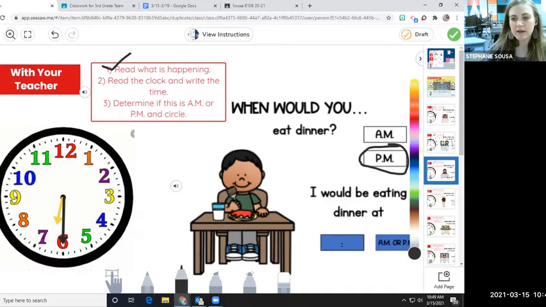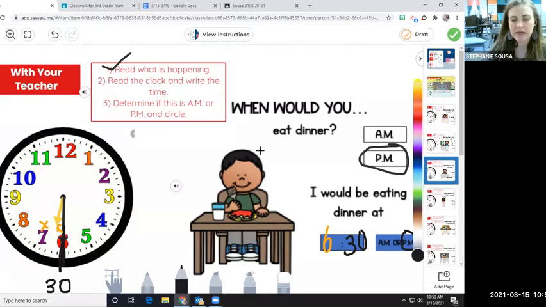Step 2, read the clock and determine and write the time. Okay, so let's go over here to this clock. Our hour hand is after the 6. It is not to the 7. So it is still 6. It is in the 6th hour of the PM section of the day. Minute hand, take a look, y'all. We know this one. It's right on the 6. And we know that that is half of the hour. So it is 6:30. Dinner is at 6:30 p.m.